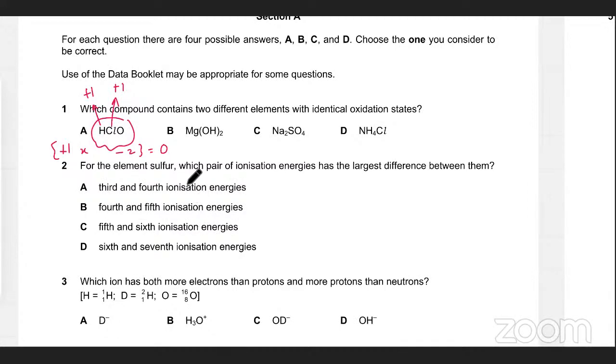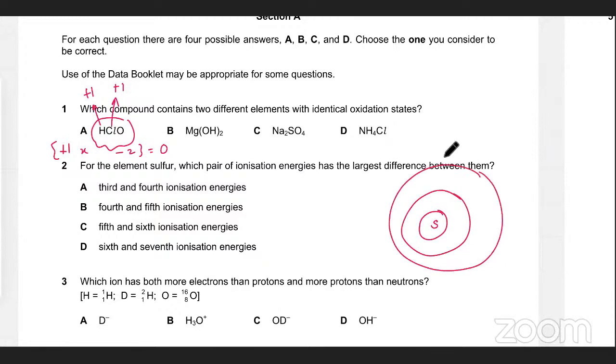The next one is for the element sulfur, which pair of ionization energies has the largest difference between them? So if I pick a sulfur atom, it's got 16 electrons, ठीक है? So it's 2, and then it's got 8 electrons, and then it has 6 electrons.